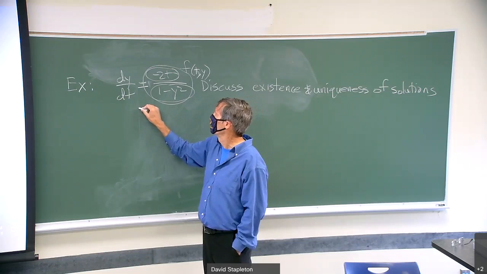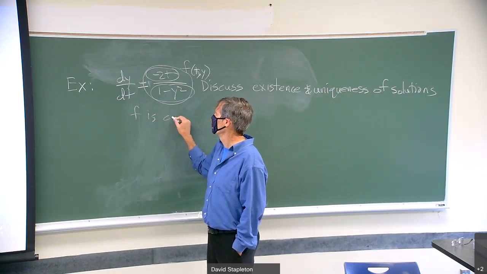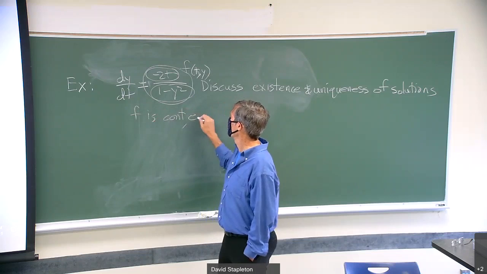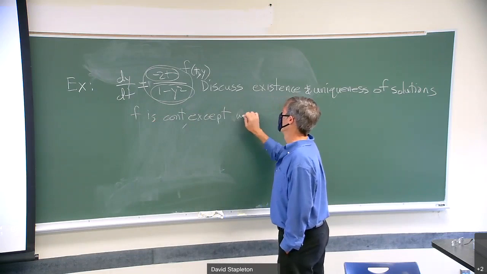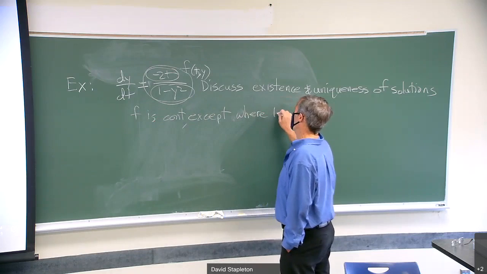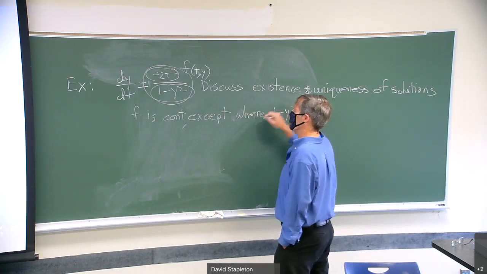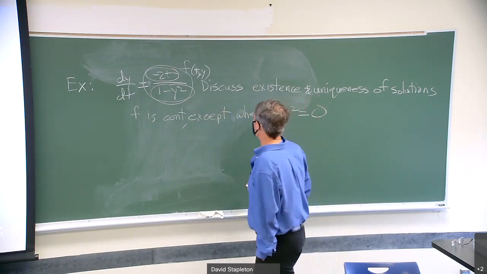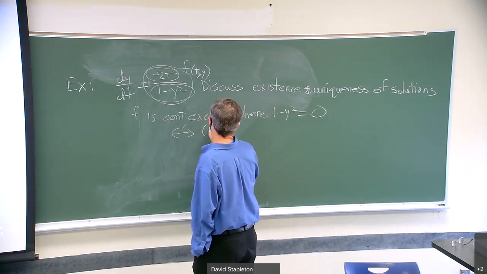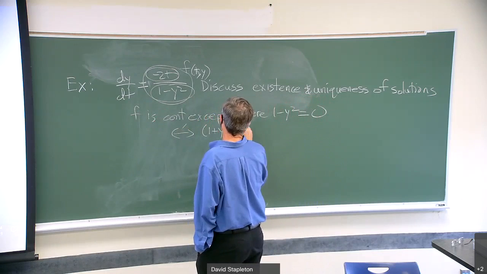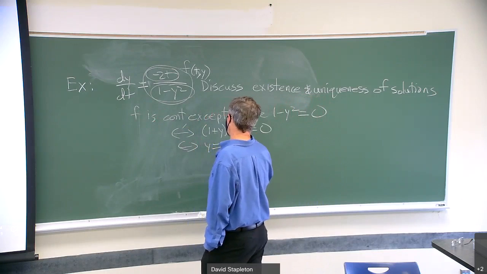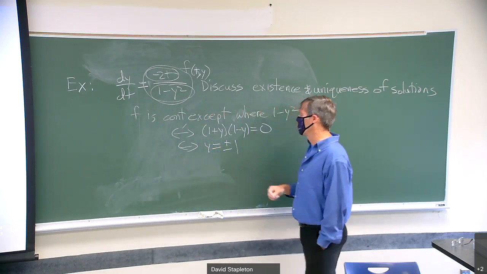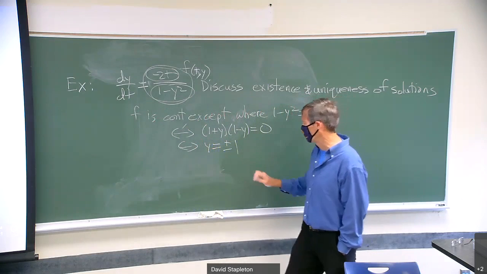So you say that f is continuous except where 1 minus y squared equals 0. It's discontinuous because it's not been defined. And so this is equivalently, by factoring, 1 plus y times 1 minus y equals 0. Or equivalently, y equals plus or minus 1. So these are the points of discontinuity in the ty plane.